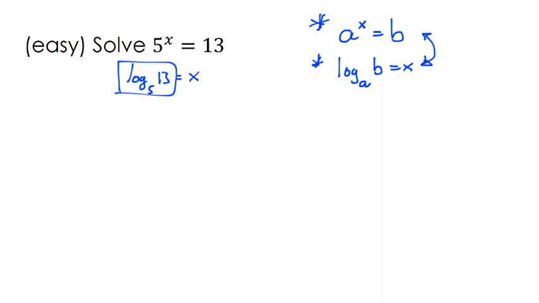And this is really something you can just punch into your calculators. If you don't have a calculator that can do that, then you can use the change of base formula, which I'm not going to go into in this video, but that would just be typing in log of 13 over log of 5 in your calculator. And what that comes out to is roughly 1.59, which is our solution there.